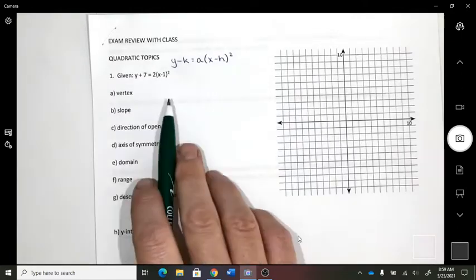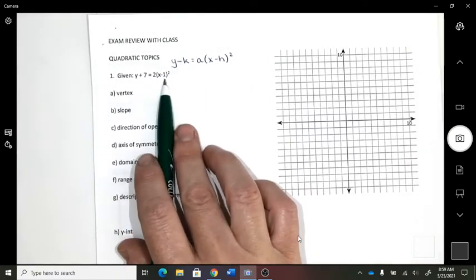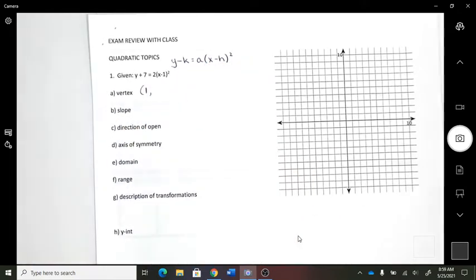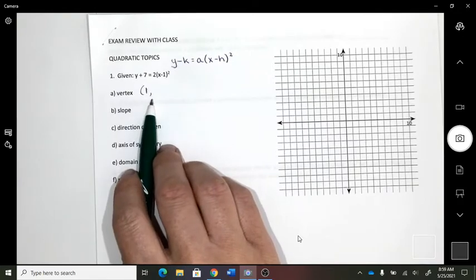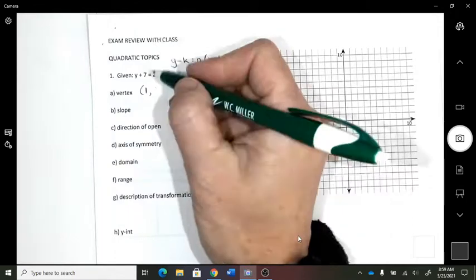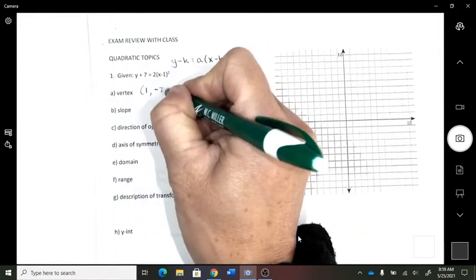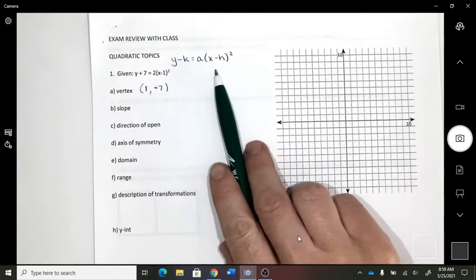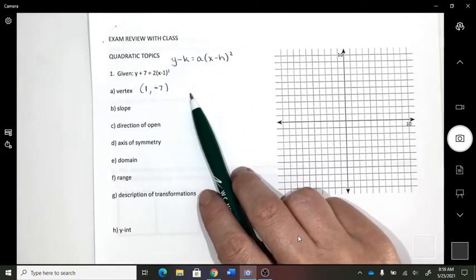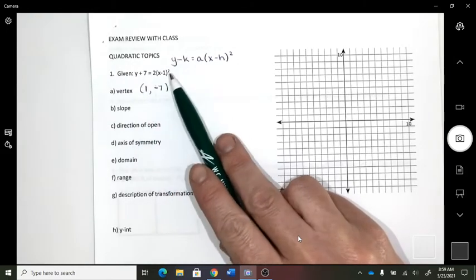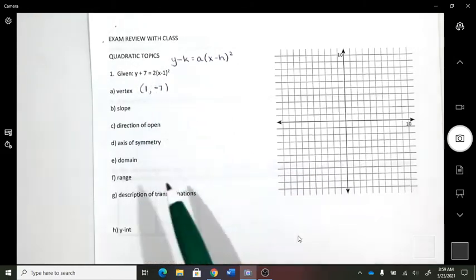Okay, so the vertex is the h and the k, so it is positive 1, comma, negative 7, right? Opposites. Because the formula minuses the h, so you have to do the opposite of it. And the slope is the multiplier, so in our case, the multiplier is a 2.